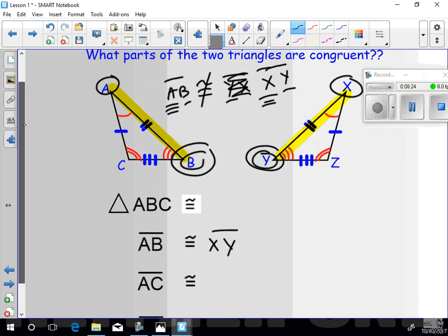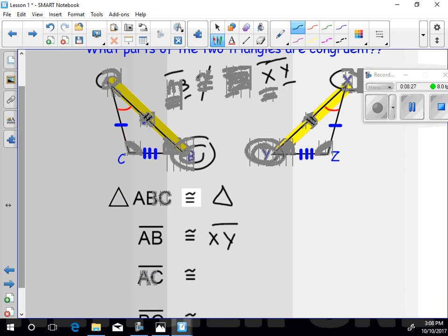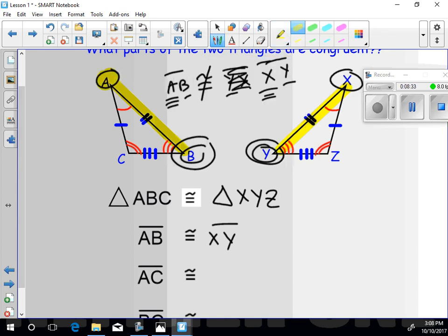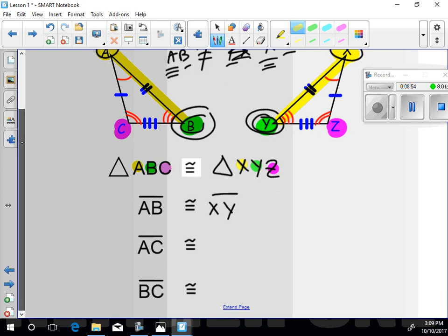So triangle ABC is congruent to triangle XYZ, and that is because A corresponds to X, and B corresponds to Y, and C corresponds to Z. That's why I have this very specific order here. Okay, so then that just follows the rest of the way.